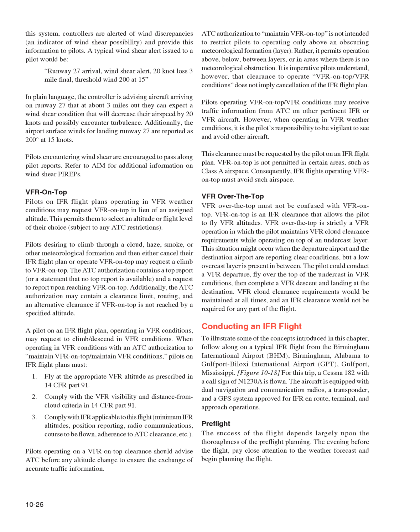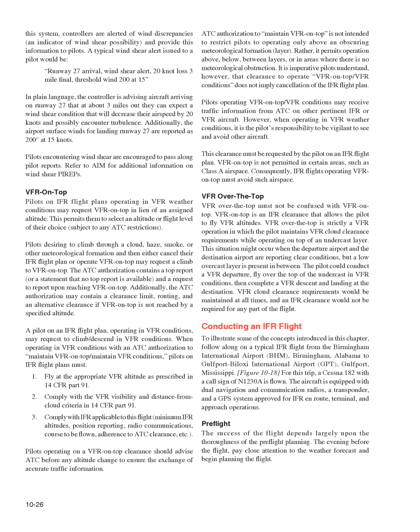When operating in VFR conditions with an ATC authorization to maintain VFR on top/maintain VFR conditions, pilots on IFR flight plans must: 1. Fly at the appropriate VFR altitude as prescribed in 14 CFR Part 91. 2. Comply with the VFR visibility and distance from cloud criteria in 14 CFR Part 91. 3. Comply with IFR applicable to this flight, minimum IFR altitudes, position reporting, radio communications, course to be flown, adherence to ATC clearance, etc. Pilots operating on a VFR on top clearance should advise ATC before any altitude change to ensure the exchange of accurate traffic information.